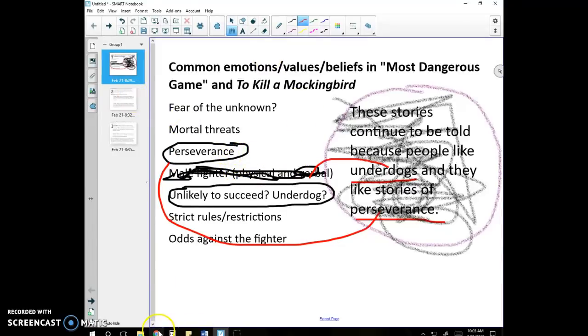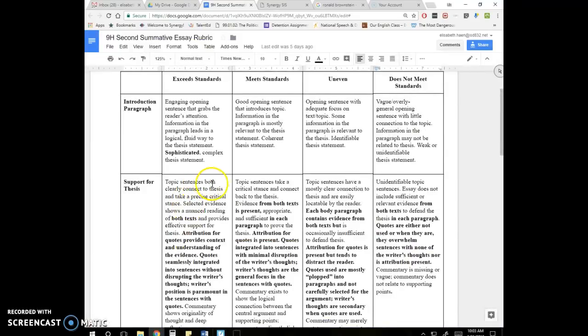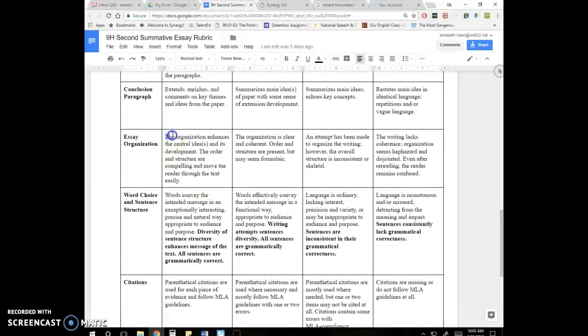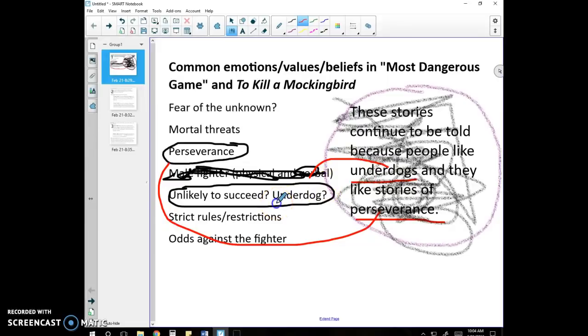Well, what the rubric says I need to do is take a look at how things should be organized, right? The organization enhances the central idea. The order and the structure is compelling and moves the reader through these ideas. What this means is you're not using Bing Bang Bongo just to say that's first and that's second. Instead, you're showing that you understand how your paragraphs or your ideas relate to each other. They're not just two individual ideas. It's not just an individual idea of an underdog and an individual idea of perseverance. How are these two things related?